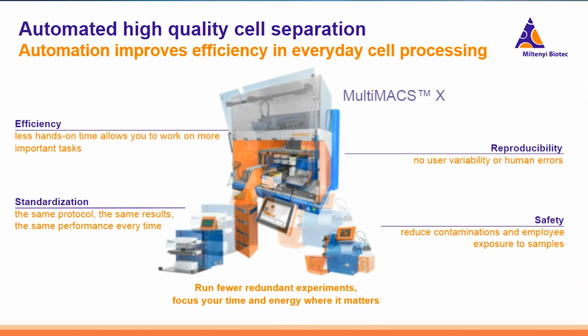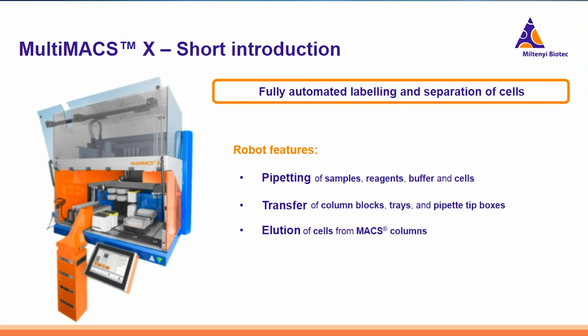So in summary, you run fewer experiments and fewer redundant experiments and focus your time and energy where it matters. As I said, in the following slides, I will focus on the MultiMACS X as our fully automated cell separation device for highest throughput. With the MultiMACS X, it's possible to label and separate cells in a fully automated way. Due to the fact that the MultiMACS X-Selected is integrated into a liquid handling robotic system, the robot features to pipette samples, reagents, buffer, and cells during a fully automated process. And the integrated gripper arm allows us to transfer column blocks, trays, and pipette boxes on the work table, on the magnet, and as well into the storage hotels.